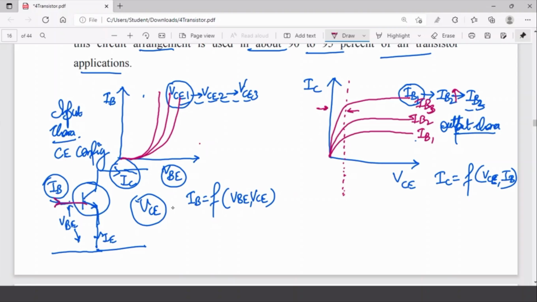And when the base current is not at all there, the collector current will also be very small. IC is negligible, near to zero, and this region is known as the cutoff region. Now the collector current is negligible. This will happen when IB is equal to 0, very small. IC will be there. I hope this is clear.